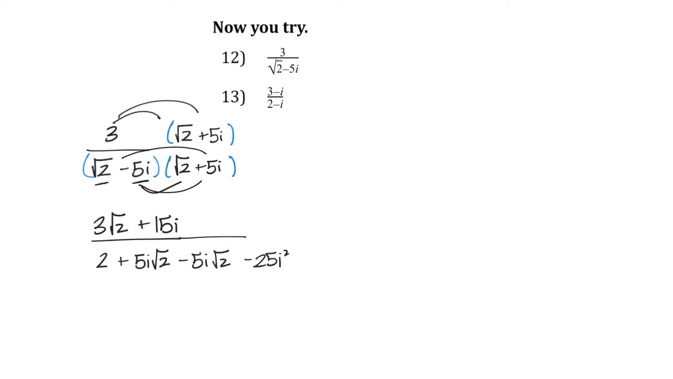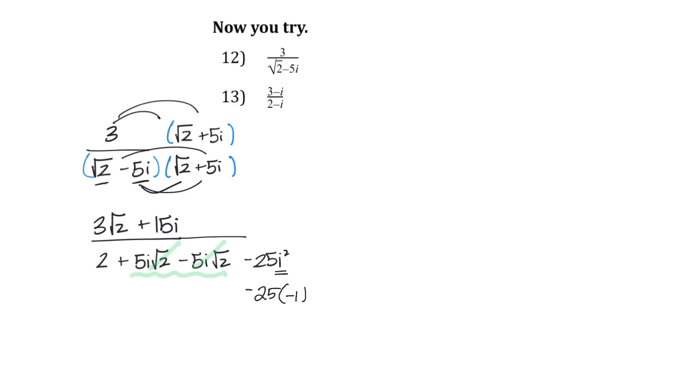So again, a couple things that happen in the bottom. Number one, these guys drop out. One's plus, one's minus. That's the whole concept of using that conjugate. I have the i squared again, which I'm going to make a negative 1. So I have negative 25 times negative 1. Hopefully this simplifies real pretty.